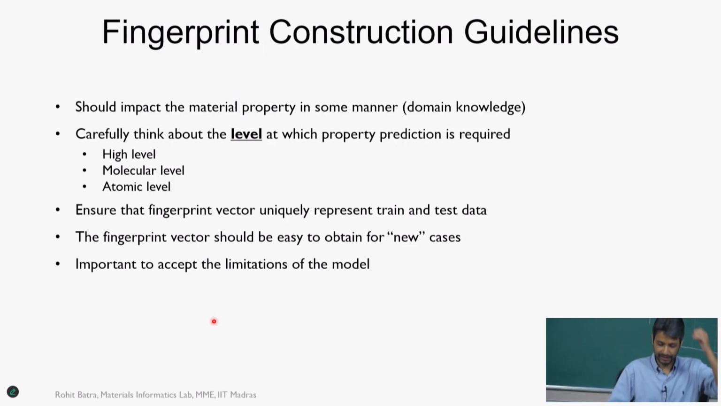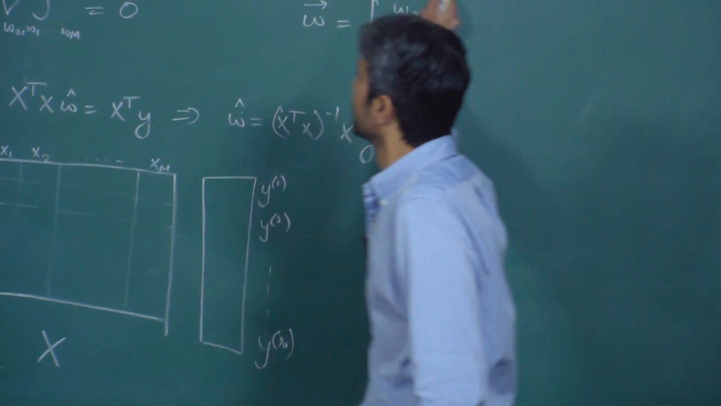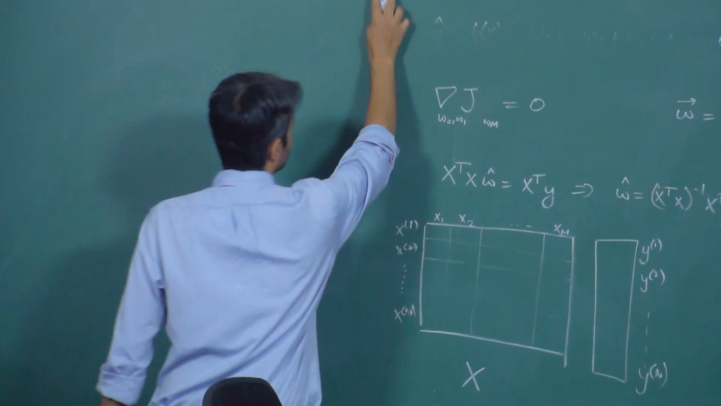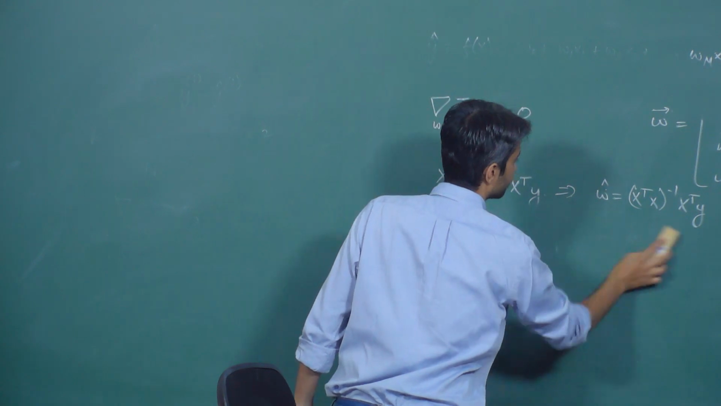I think I will come back to this later, but let's do this exercise wherein we already went through this example, right? These are my alloys, this is the hardness, say this is my data set. Now tell me, what do you think should be the fingerprint for this particular data set? I'll just make some space, and I will write down what you guys think should be my features for this data set.